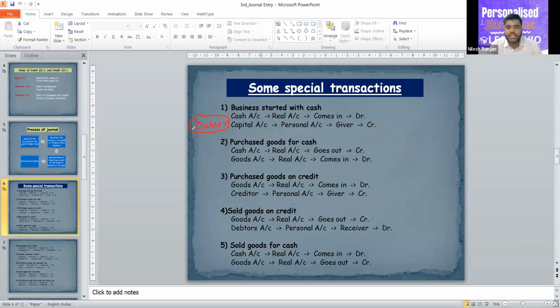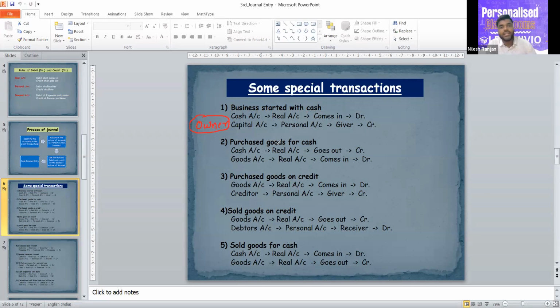Good. Now the second is purchased goods for cash. There is a second method for this also, but first, understand this method. If you are purchasing goods for cash, then only two accounts are affected: cash and goods. Cash is a real account, goods is also a real account. So we will apply the rule of a real account only: debit what comes in, credit what goes out. Cash is going out and goods is coming in. So goods will be debited and cash will be credited. Is this clear?